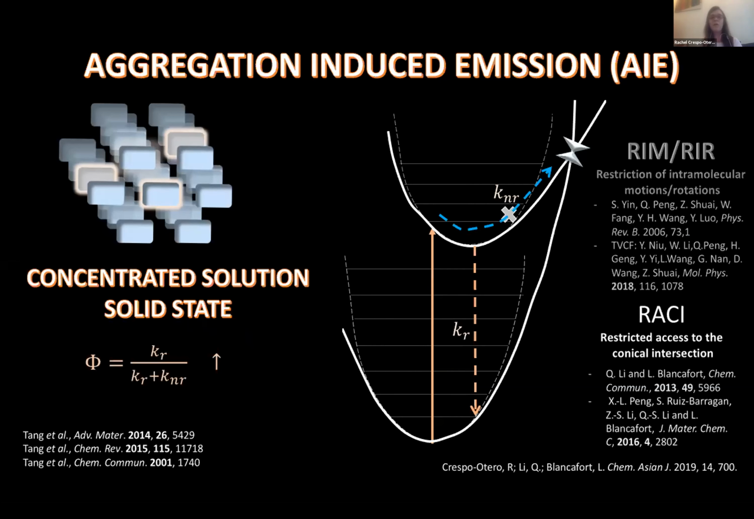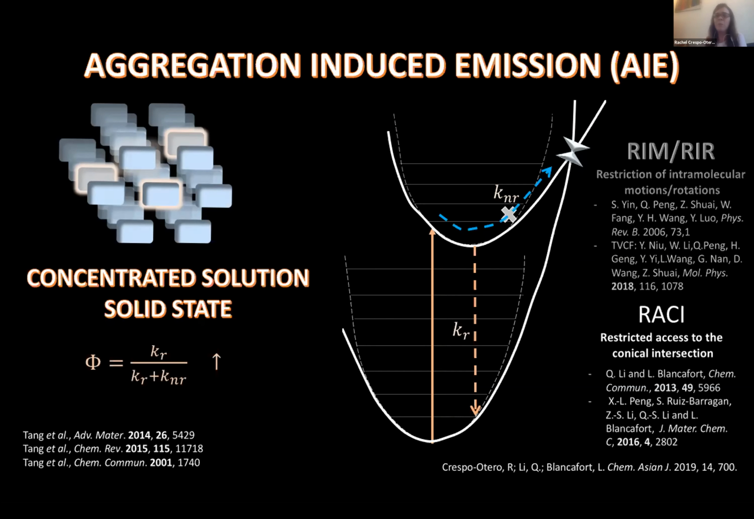Basically, we try to block the decay of these materials when they are in concentrated solution or solid state by restricting the vibrations that are activated in the system. For any non-radiative decay process, we have a vibrational and an electronic component. So we have to take into account both components when we try to improve the emissive response of the materials.